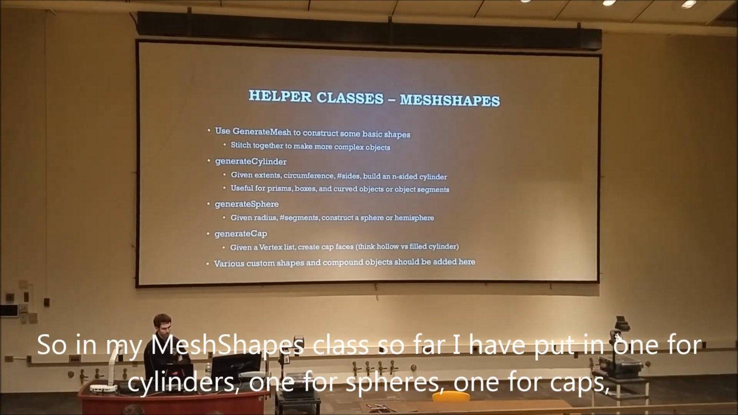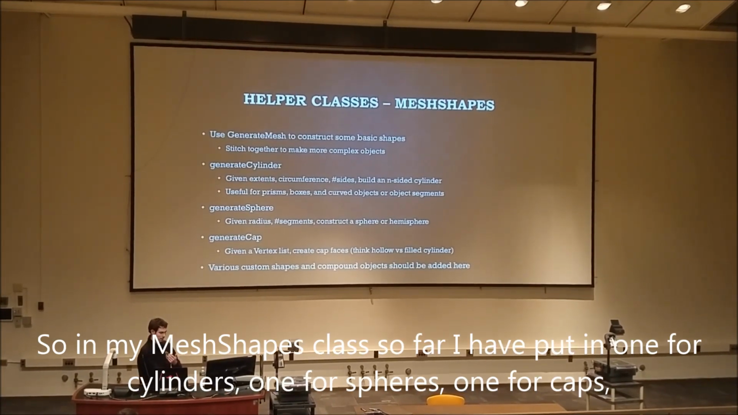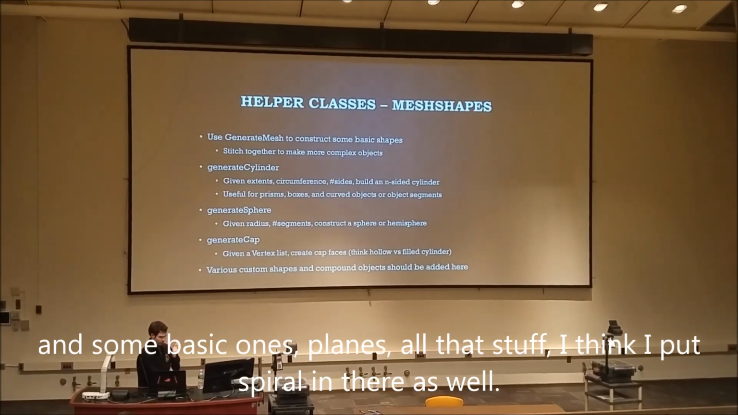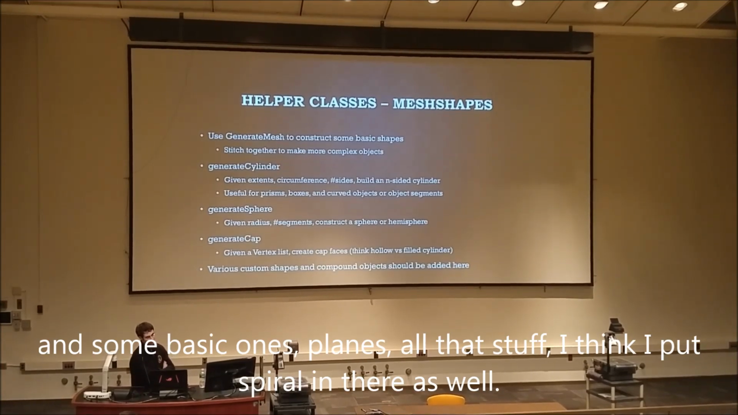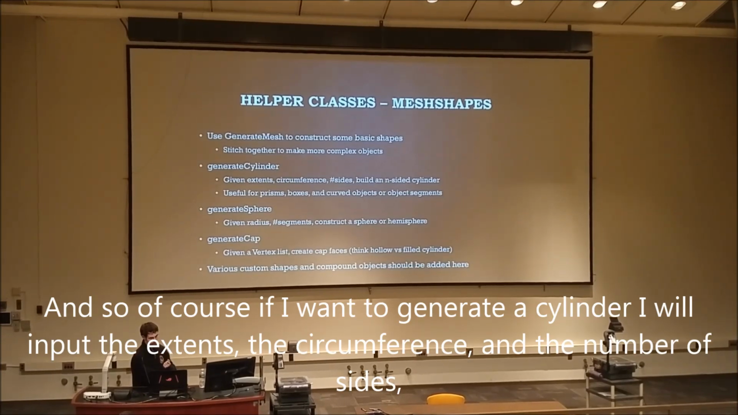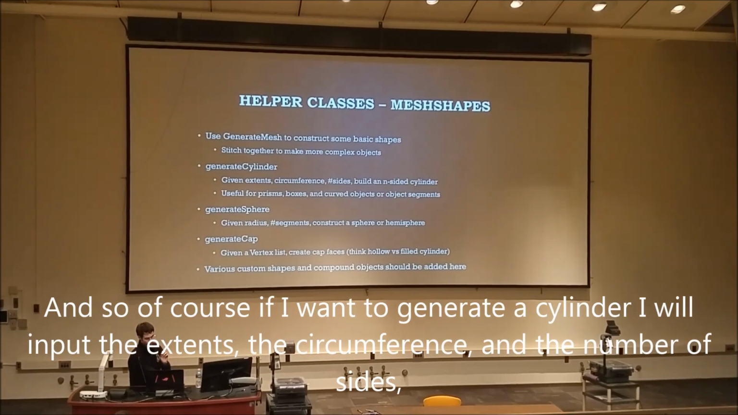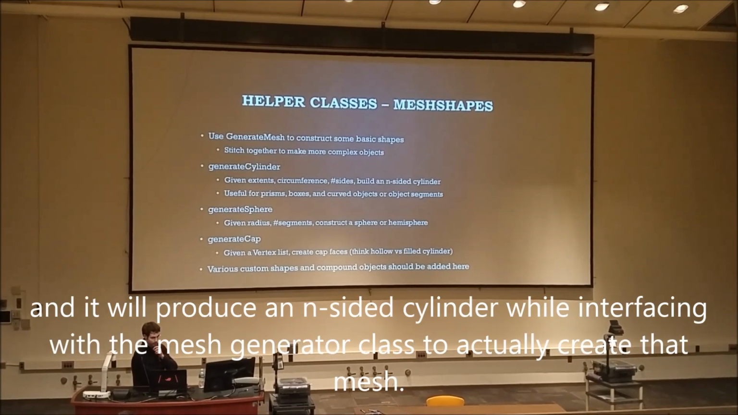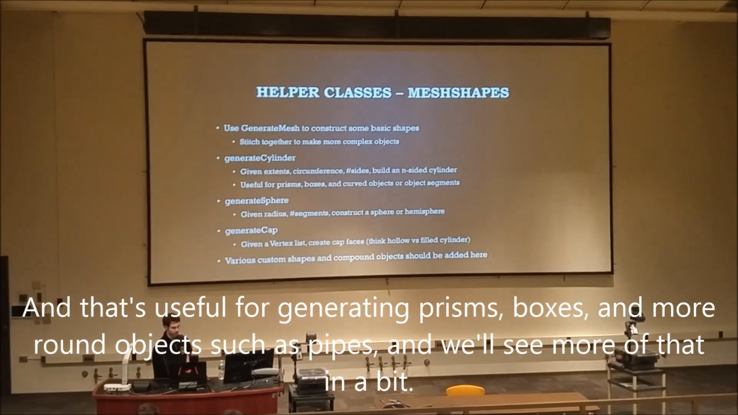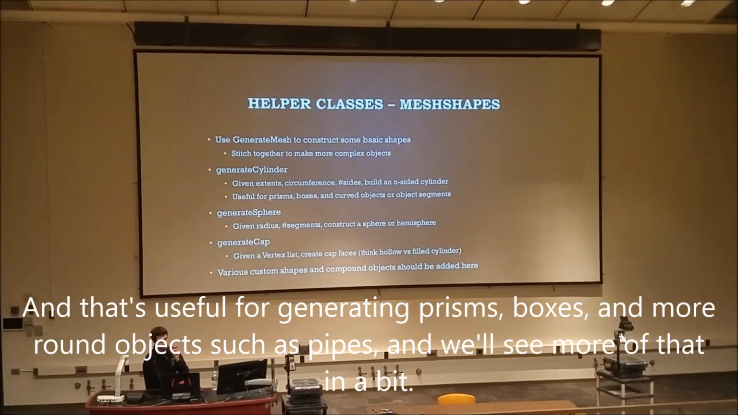In my mesh shapes class so far, I put in 1 for cylinders, 1 for spheres, 1 for caps, and some of the basic ones for planes. I think I put a spiral in there. For instance, if you take a generated cylinder, it will take an extent, a circumference, and a number of sides, and it'll build the inside of the cylinder for you while interfacing with the generate mesh class to actually create that mesh. And that's useful for things like creating boxes and objects that, with enough pieces, start to curve. So, right? And we'll see more of that.